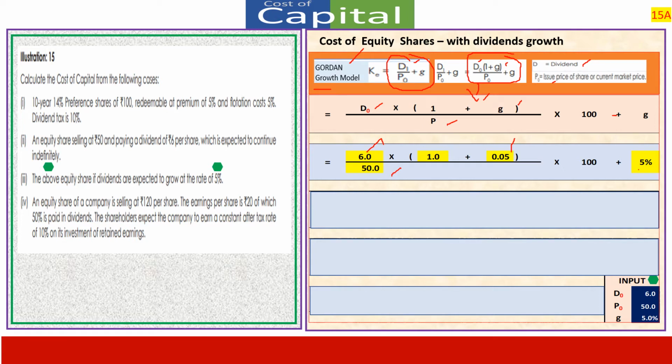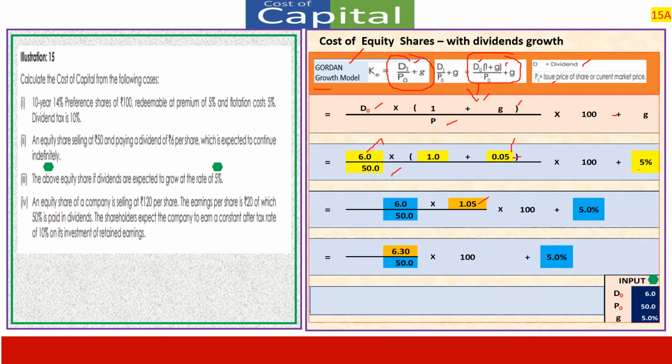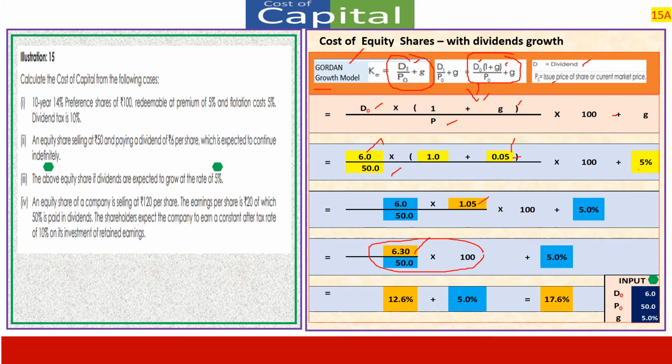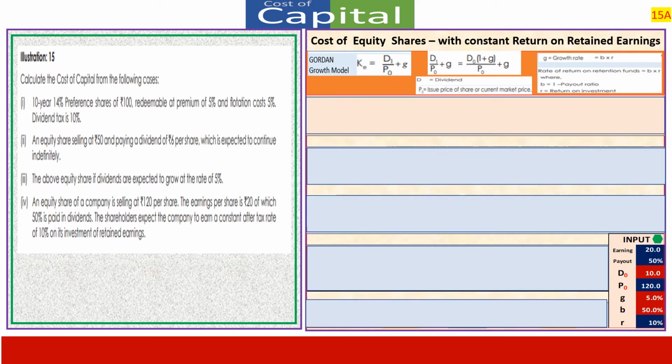Here once again we put 5%. Means 6 into 1 plus 0.05, 1.05, divided by 50, into 100 plus 5%. 6 into 1.05 is 6.3 divided by 50 into 100, which is nothing but 12.6. 12.6 plus 5 is equal to 17.6%. This is in respect of number 3.